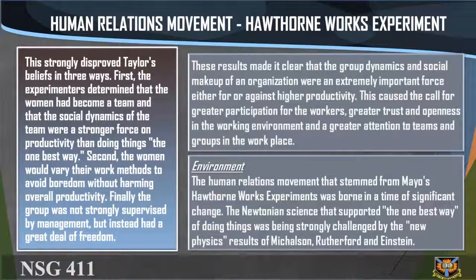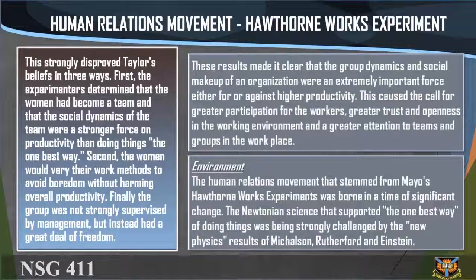First, the experimenters determined that the women had become a team and that the social dynamics of the team were a stronger force on productivity than doing things the one best way. Second, the women would vary their work methods to avoid boredom without harming overall productivity. Finally, the group was not strongly supervised by management, but instead had a great deal of freedom.